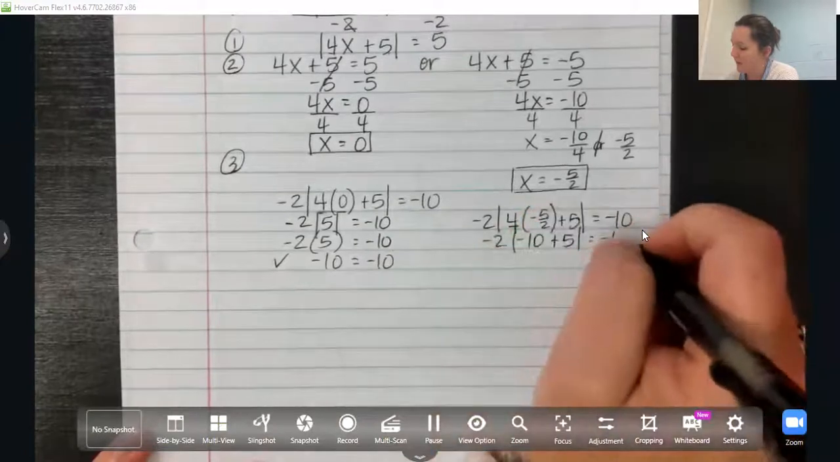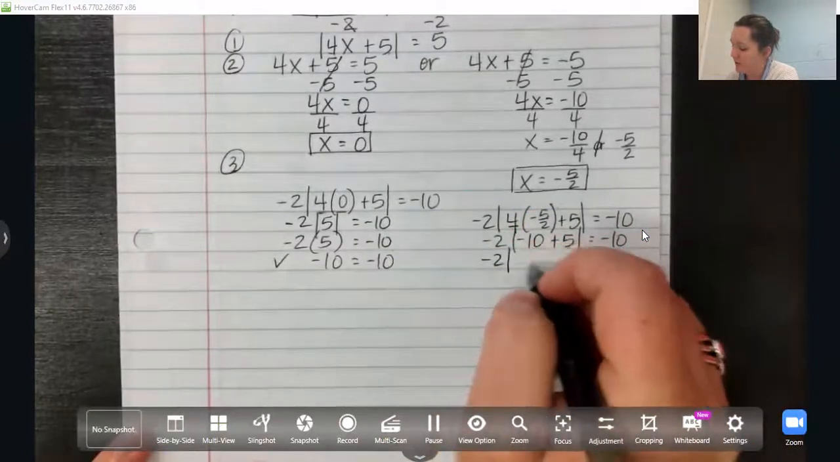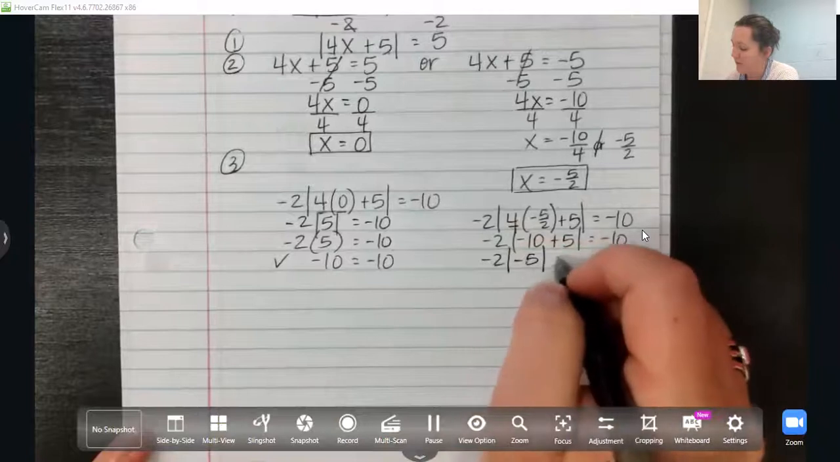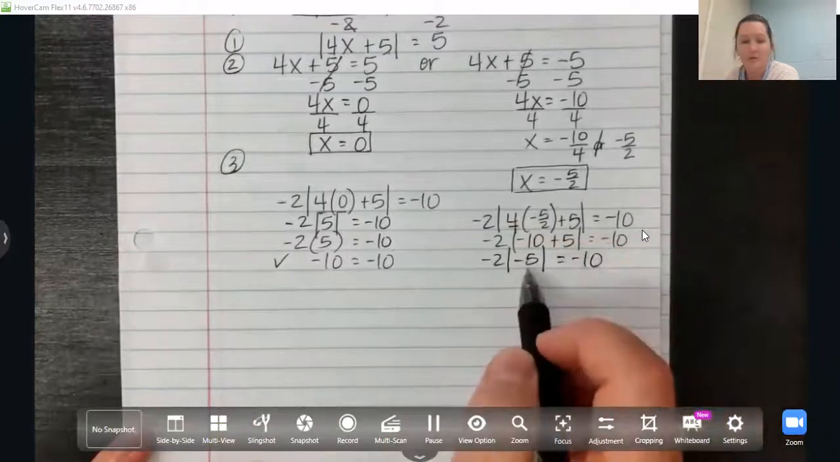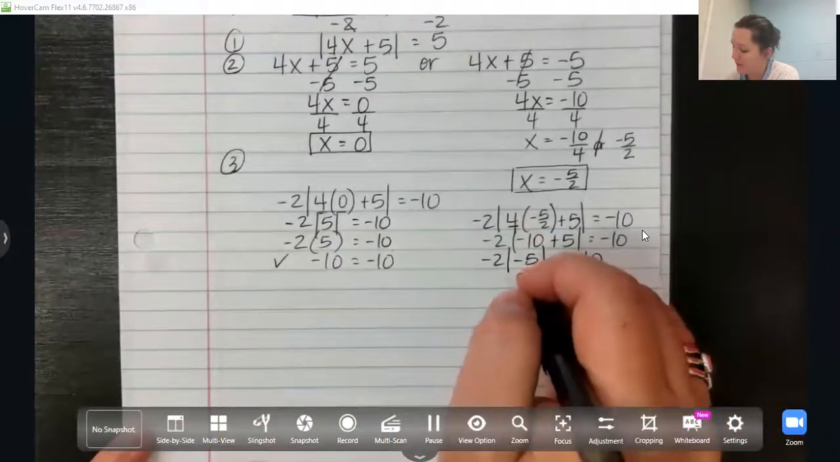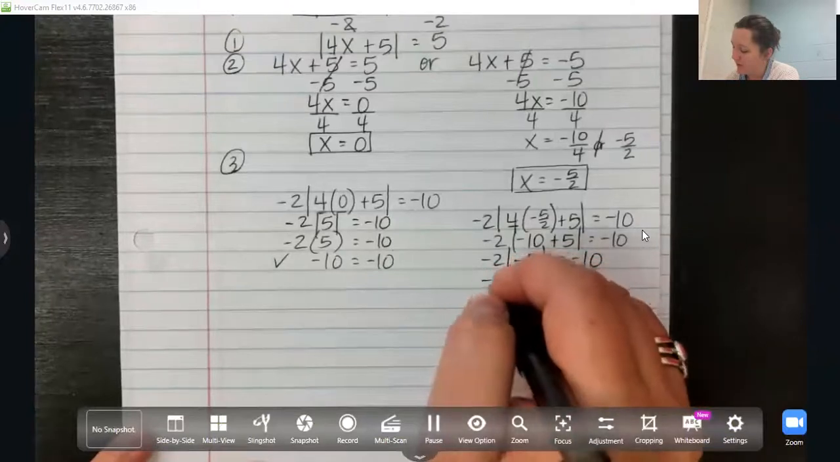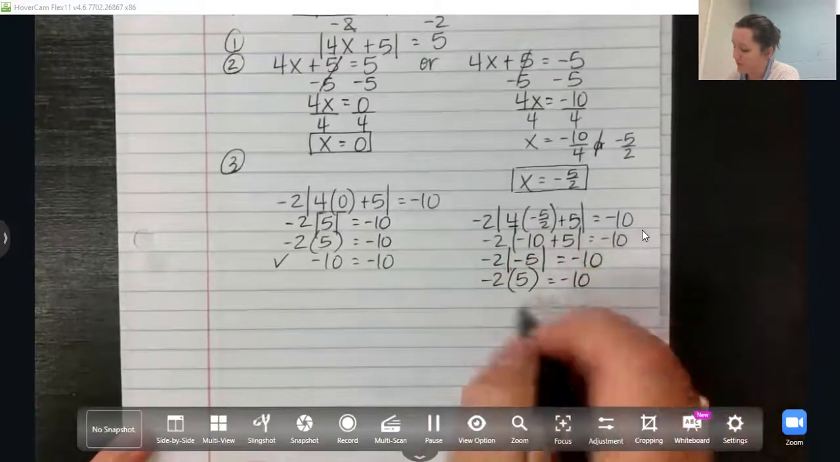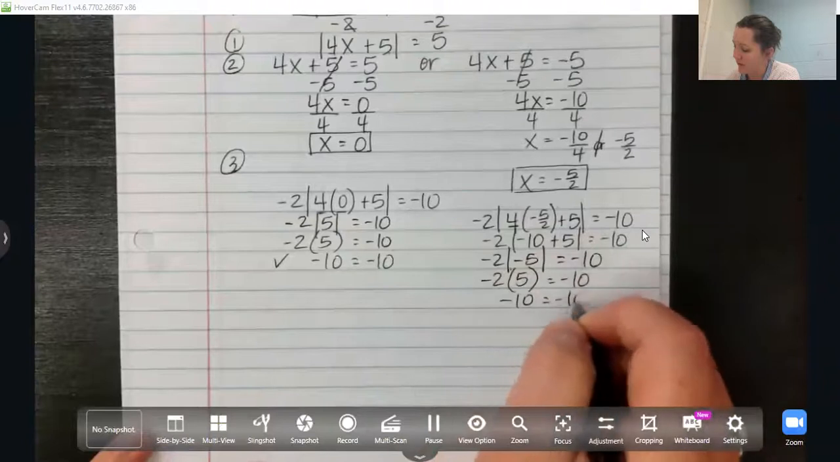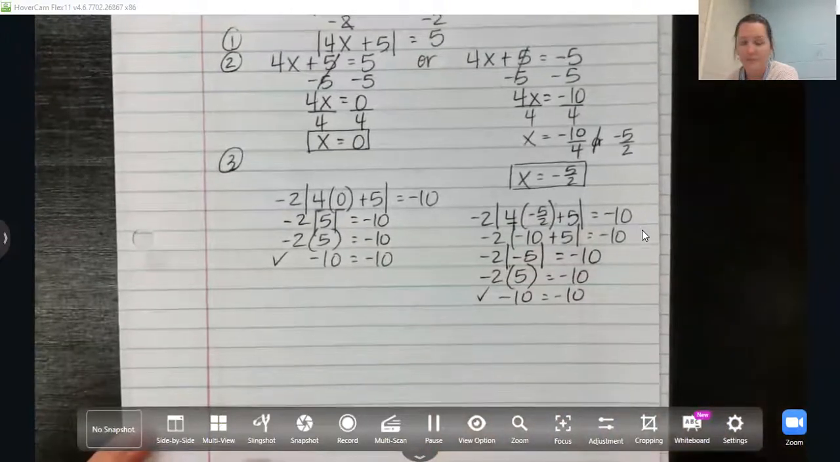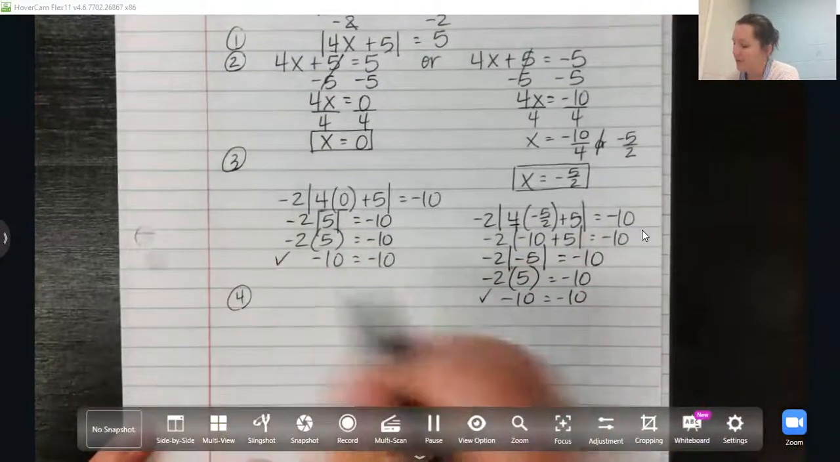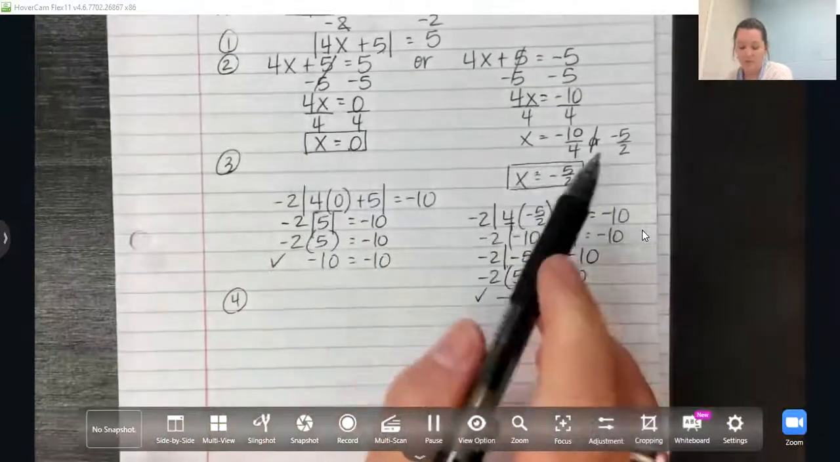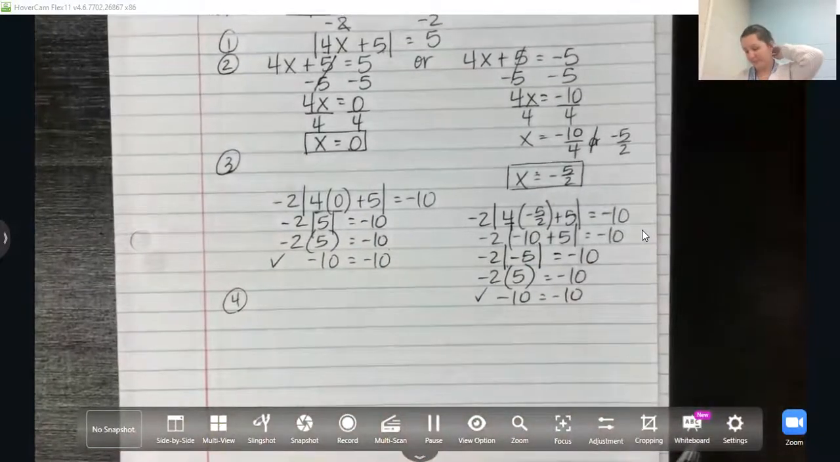Bring all my other stuff down. So we have negative 2 times the absolute value of negative 5 equals negative 10. Well, the absolute value of negative 5 is positive 5, right? So once we take it out of the absolute value bars, we're just multiplying. So we have negative 10 equals negative 10. We check out, right? So that was step 4. So we indeed do have 2 solutions there, okay?